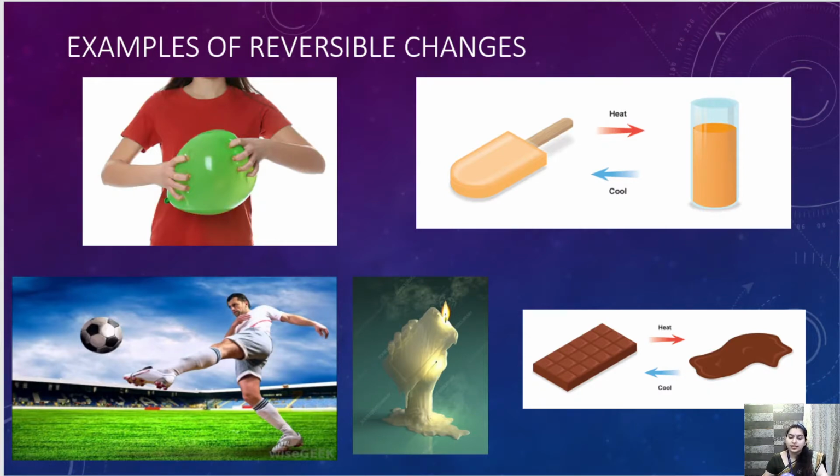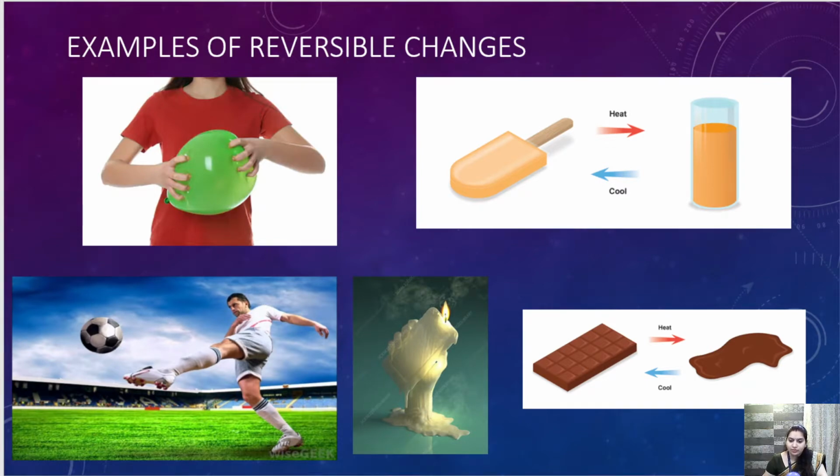Now this is ice cream. Okay. When ice cream is kept at room temperature, normal, so it gets melted. Isn't it? It will melt. And now you keep it in a beaker. But again if you keep it in a refrigerator, then what will happen? It will again get solidified. Getting my point? So this is again a reversible change.